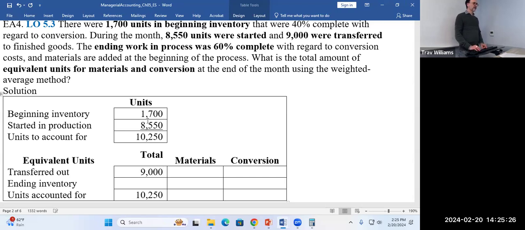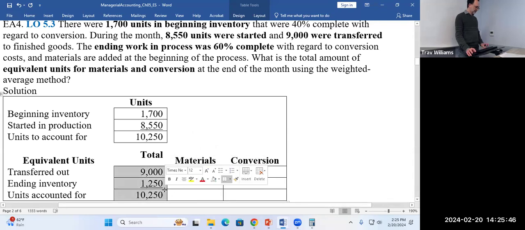So what is our ending inventory? 1,250. Yeah, exactly. We can just find the difference, right? Because they didn't tell us ending inventory, so we had to subtract what got transferred out from the total units to account for, to figure that out.